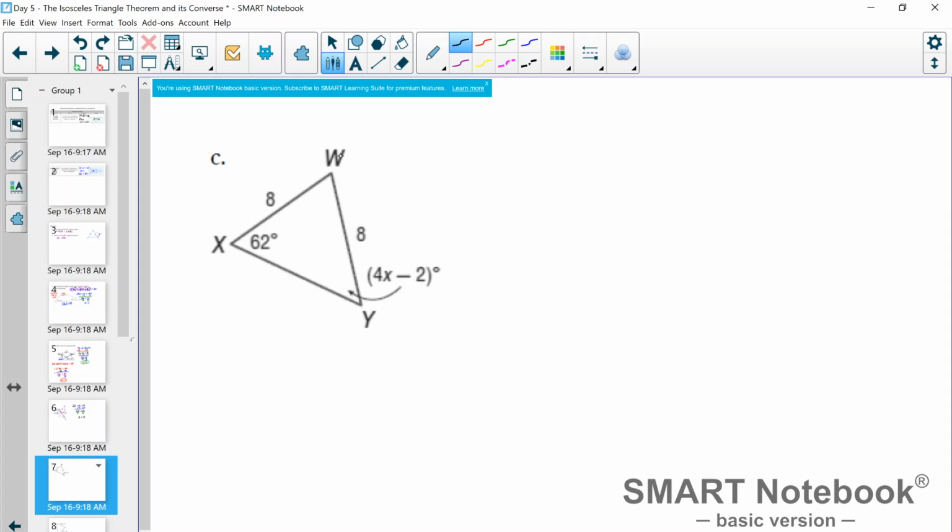C, we have triangle WXY, sides 8 and 8, angles 62 and 4x minus 2 with a little arrow. So this angle here is valued at 4x minus 2. Little mark, because we have the sides, if they're the same, I like putting little marks, so that way I have something to go off of. Again, if I know two sides are the same, the angles across are going to be the same. So this angle and that angle are going to be equal. So because they are equal to each other, I just set up the equation.